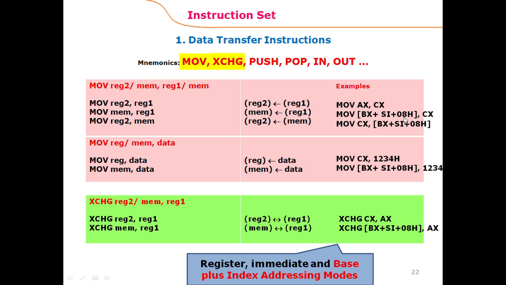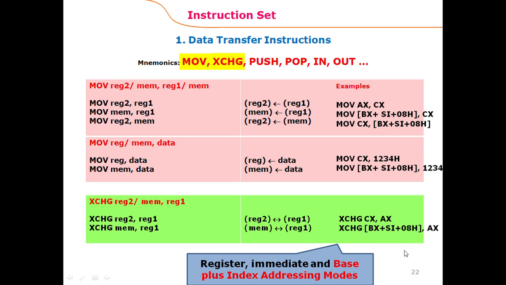So what happens here is that the offset address is calculated by first sign extending this 8-bit displacement to a 16-bit value. This is added with the 16-bit value in the source index register, and this is added with the 16-bit content in the base register BX, and this addition would give us a 16-bit offset address, which is added with the starting segment address, and a physical address is calculated as usual.